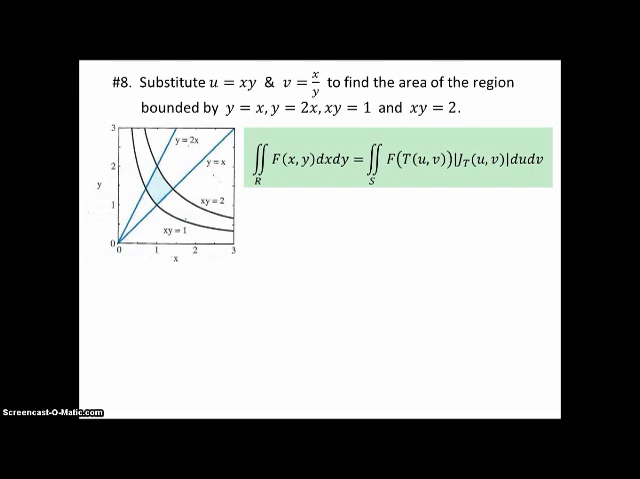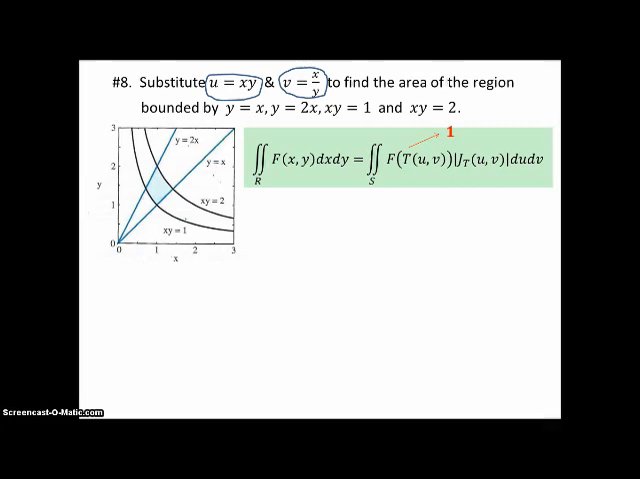And here's our formula. We want to make this transformation, and we want to make a nice transformation, and luckily the book gave us a suggestion, because coming up with the proper transformation is rather tough. Now, because we're doing area, our function is 1, so that simplifies it a little bit. All we need to do is get the Jacobian.